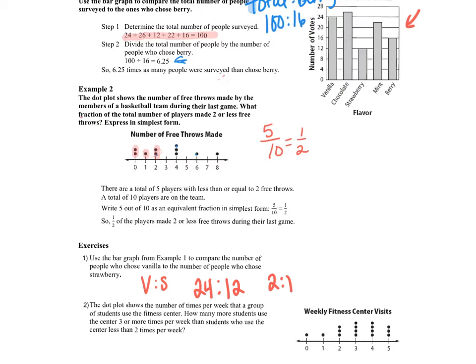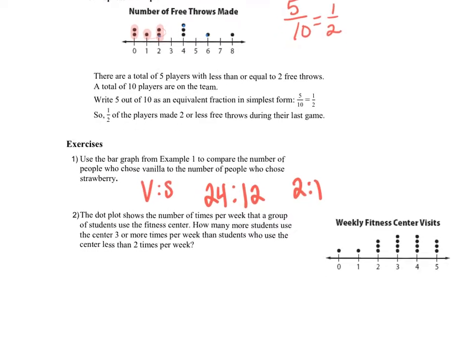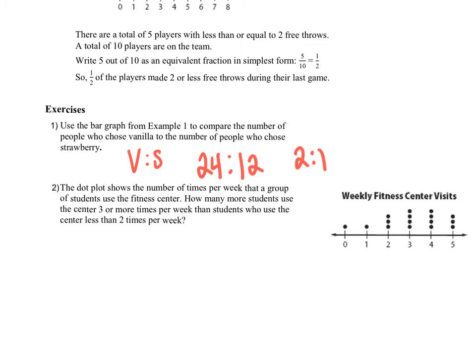Number 2, the dot plot shows the number of times per week that a group of students use a fitness center. How many more? What does how many more mean? Yes, you're right. It means subtract. How many more means I'm going to subtract at some point. Students use the center 3 or more times a week, then students use the center less than 2. So greater than or equal to 3, or less than 2. We're going to subtract those.